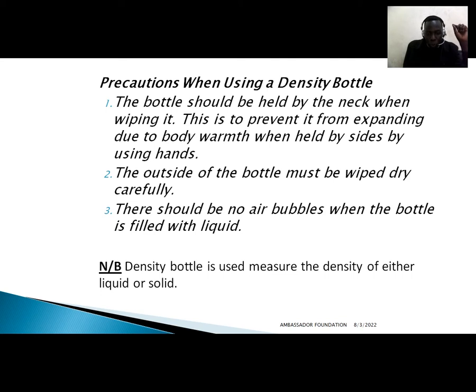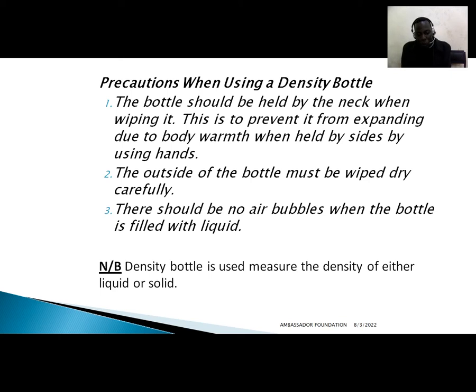Precaution number 2. The outside of the bottle must be wiped dry carefully, because you can break it and you have to wipe it dry to avoid issues with mass. Precaution 3: there should be no air bubbles when the bottle is filled with liquid, because an air bubble means there is no liquid but it is occupying space. Those are the 3 precautions that you should always observe when using a density bottle.